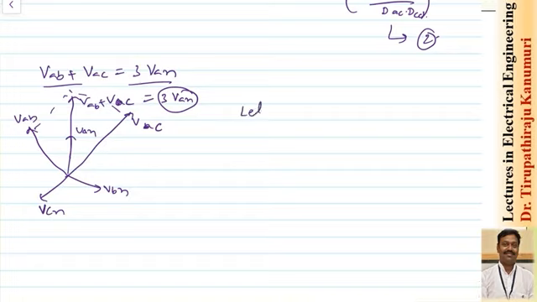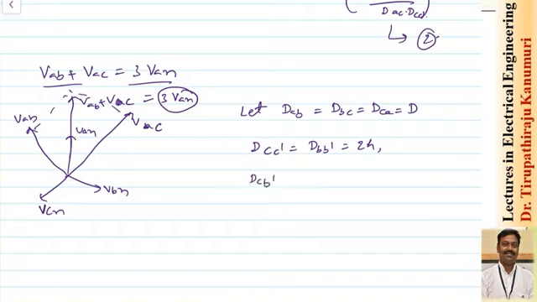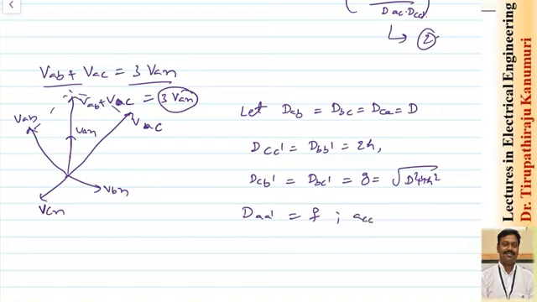So let us take for example, these distances I am taking as DAB is equal to DBC is equal to DCA is equal to D. They are equally spaced. And similarly DCC dash is equal to DBB dash is equal to 2H, and DCB dash is equal to DBC dash is equal to some G, which will be equal to square root of D square plus 4H square. Getting it? Similar is the case DAA dash, I am taking it as F, and DAC dash is equal to DAB dash is equal to length L.